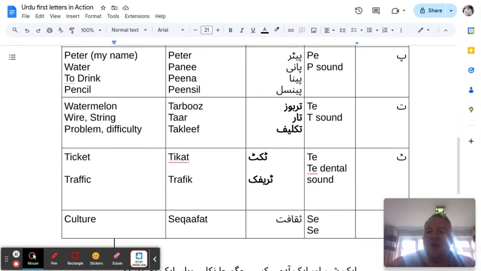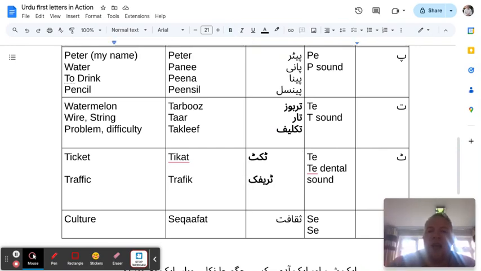So this letter now, two dots above, is te. Two above, te. So te is a t sound. So we've got tarbuz. Tarbuz is a watermelon. Tar is a wire or a string. So you've got te and you've got alif. Te, alif. You've got re at the end. Don't worry about re too much. So taklif is problem or difficulty. So we've got te, kaf, lam, ye, and fe. Again, don't worry too much about the other letters, but you should be able to recognise te at the top there. That's the two dots above.